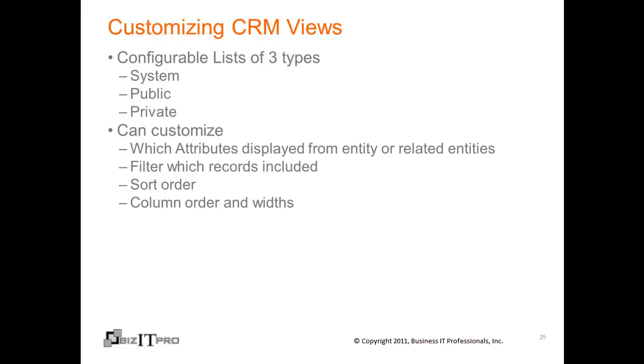Moving forward, we will not be discussing private views because we do not consider that to be part of, quote-unquote, customizing a CRM system. So when it comes to CRM views, we can customize which attributes are displayed from the entity or related entities. We can filter out which records we wish to include. We can apply a sort order of 1 or 2 columns. And finally, we can choose the order of the columns in the view and the widths.